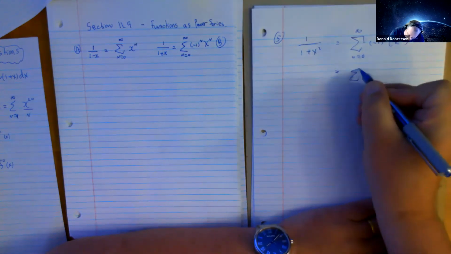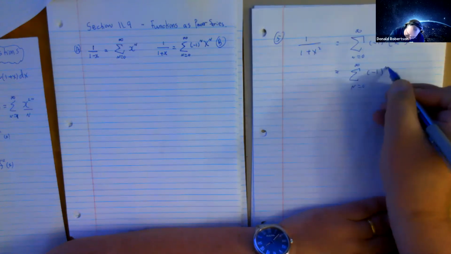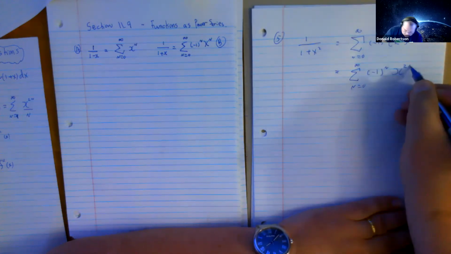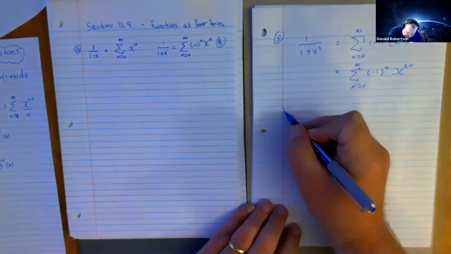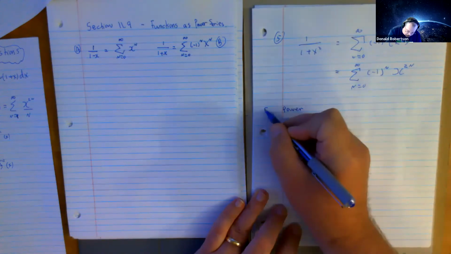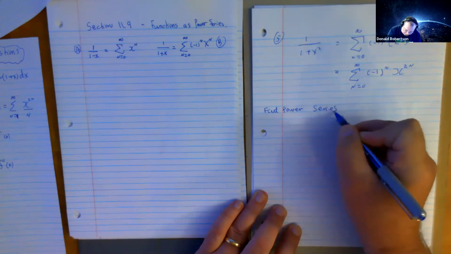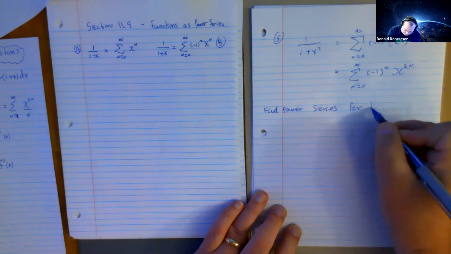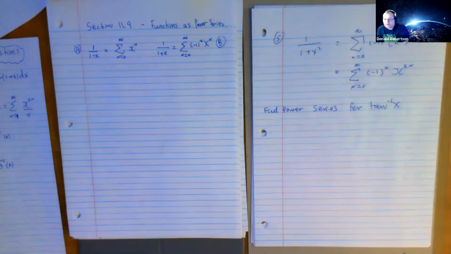Tidying this one up isn't much of a chore either. And if that had been the question, that would be a two-liner and you'd say that was an easy one. But that wasn't the question. The question is actually: find the power series for the inverse tan of x.